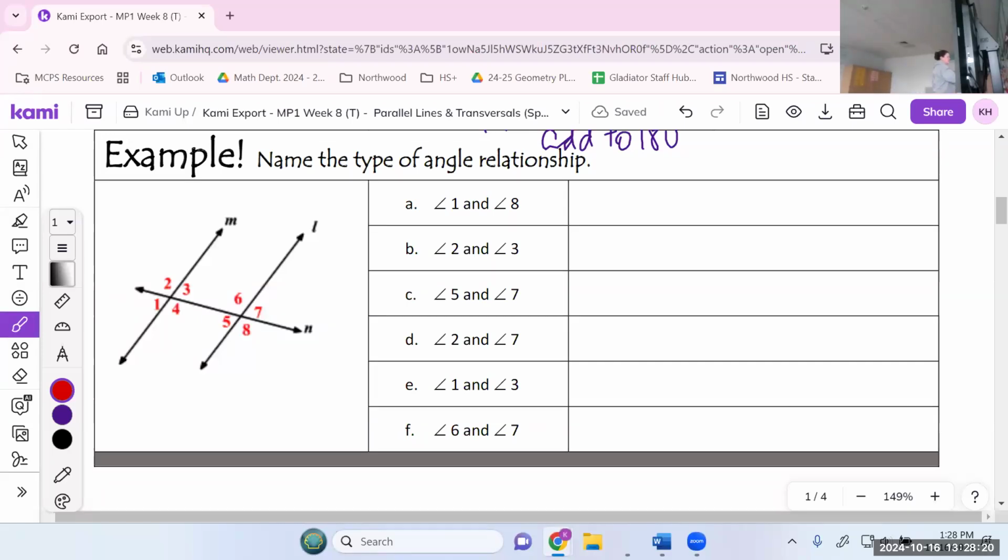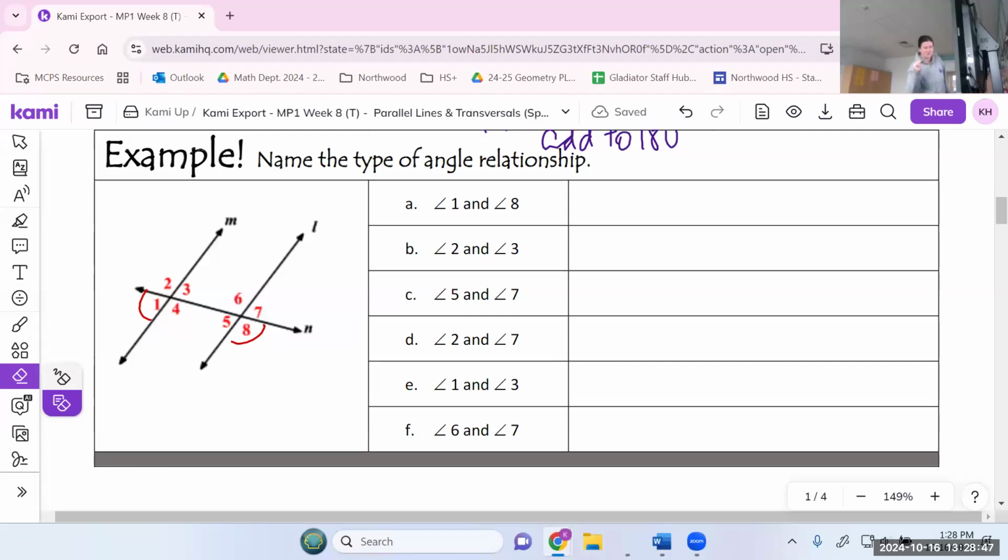Okay. So we have an example here. Name the type of relationship. So you should be able to refer back to it, and that's fine. We have angle 1 here and angle 8. We're going to talk about it right now. All right. You may notice they're on the same side of the transversal, right? Make sure that you know that that's a transversal. Here, L and M are your parallel lines, and the transversal is almost the vertical one, right?